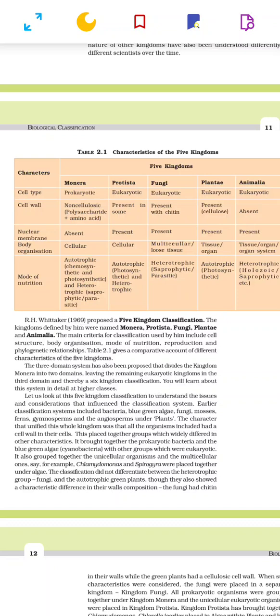The three domain system has also been proposed that divides the kingdom Monera into two domains. Domain is greater than kingdom, leaving the remaining eukaryotic organisms in the third domain and thereby a six kingdom classification. You will learn about the system in detail in higher classes. So Monera is divided into two different domains, and that's why there are three domains and six kingdoms.